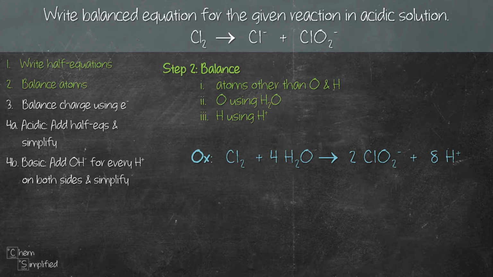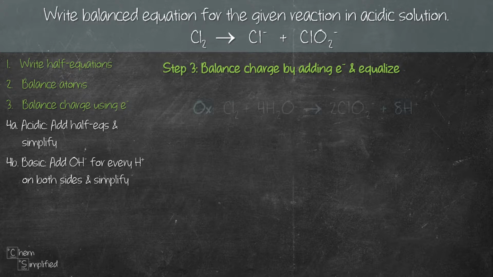Let's move on to the reduction. We need to do the same thing here. We start with Cl. We have 2 Cl on the left hand side and 1 Cl on the right hand side. So let's add a 2 in front of the Cl minus. And next, we're supposed to balance oxygen. Since there's no oxygen in the equation, we'll skip it. And now we move on to balancing H. Since there's no H either, looks like we're done balancing the reduction equation.